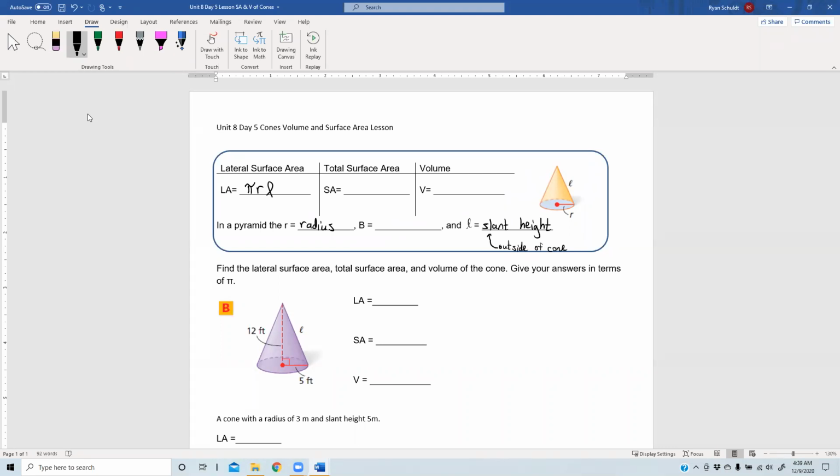Total surface area, well, we have to have the lateral in there with it, and then we've got to add a base. The base is a circle, so we're going to add pi r squared. And then volume is actually the same formula as a pyramid. 1/3 BH, where capital B is the area of our base, and H is the height.